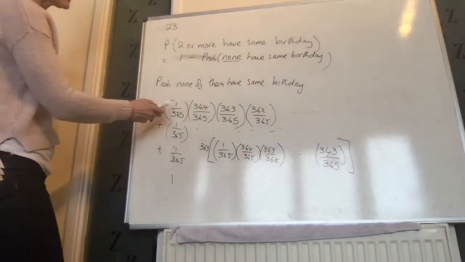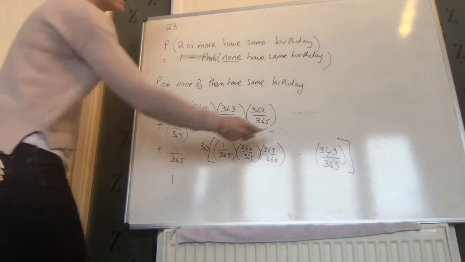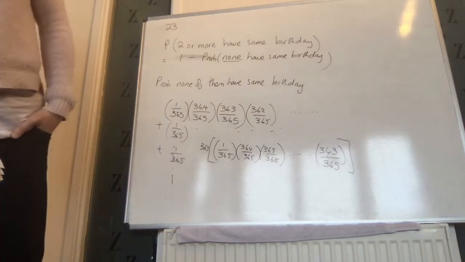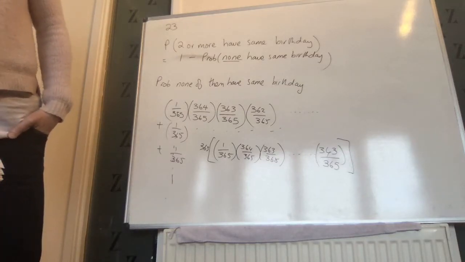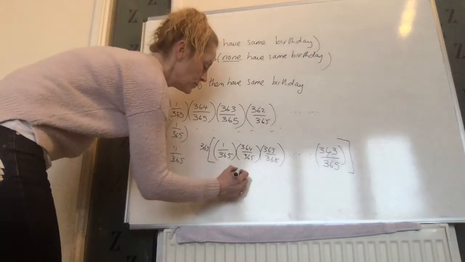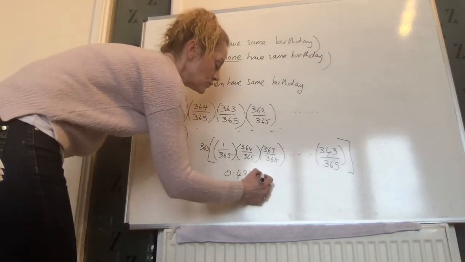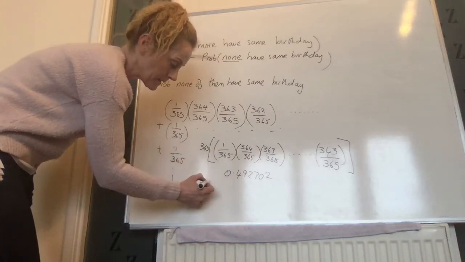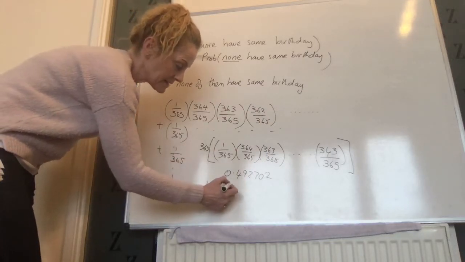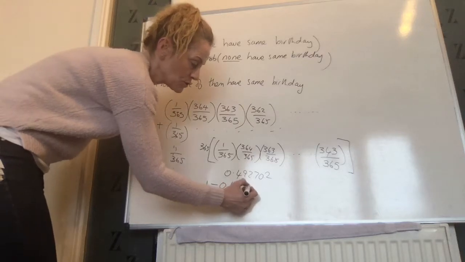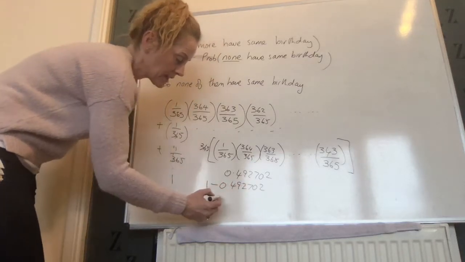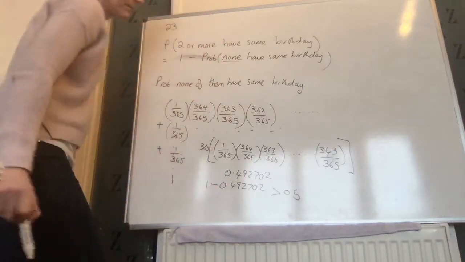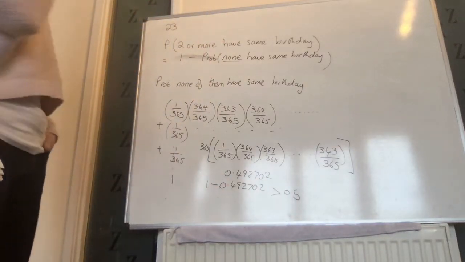Now another way of thinking about it is, well, let's just leave it at that first. So when you multiply that out, you get 0.492702. Now that's the probability that none of them have the same birthday. So 1 minus that is going to be the probability that 2 or more of them have the same birthday. And that is greater than 50%. Okay, so the teacher was correct.